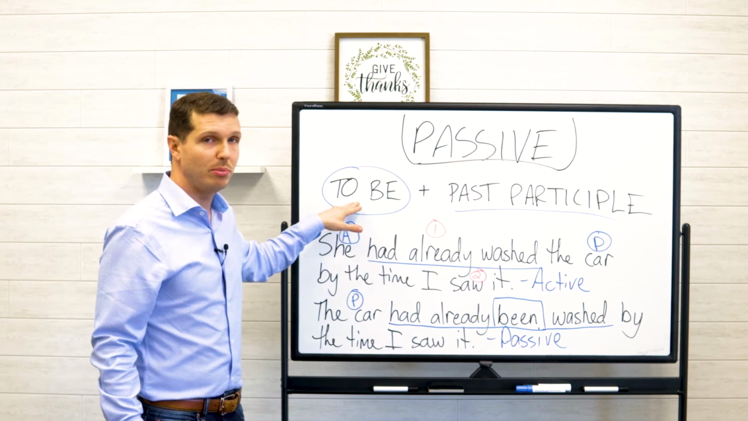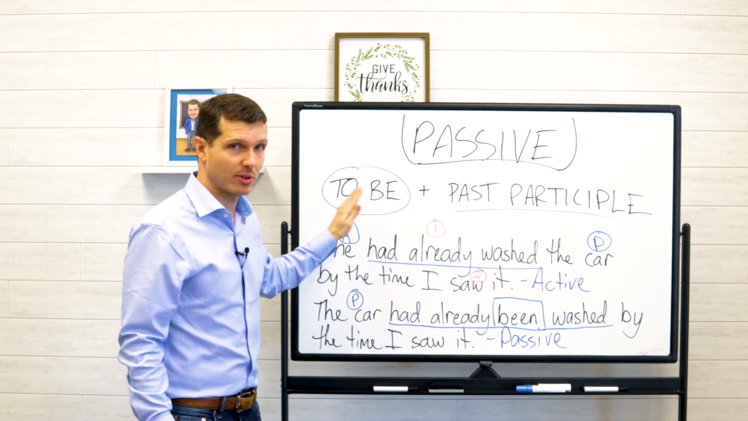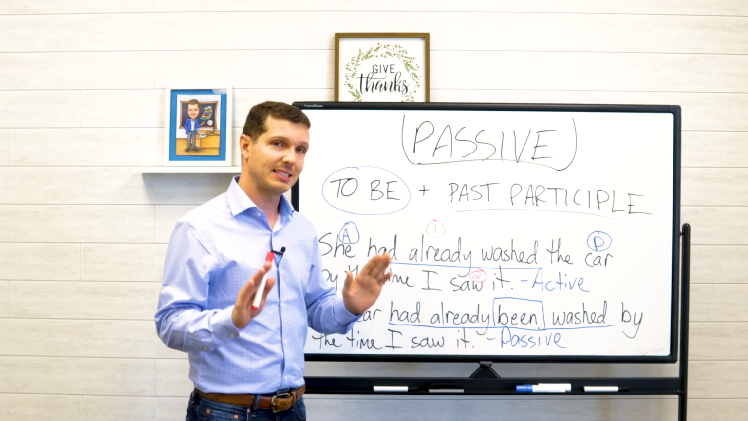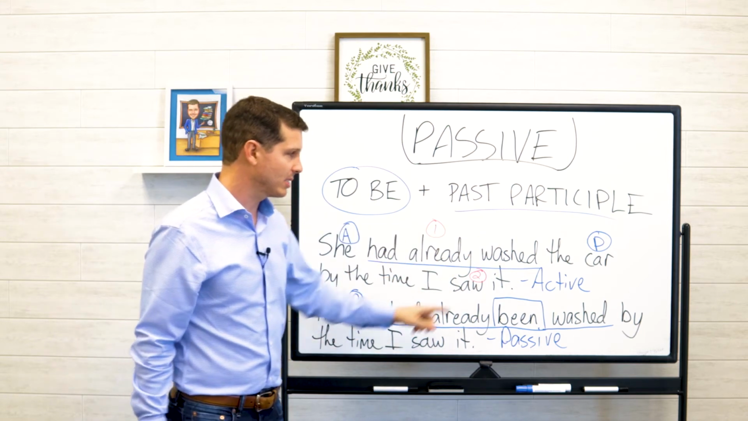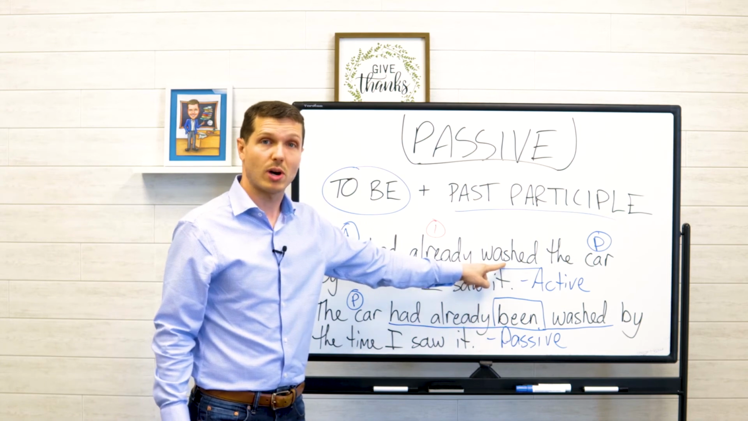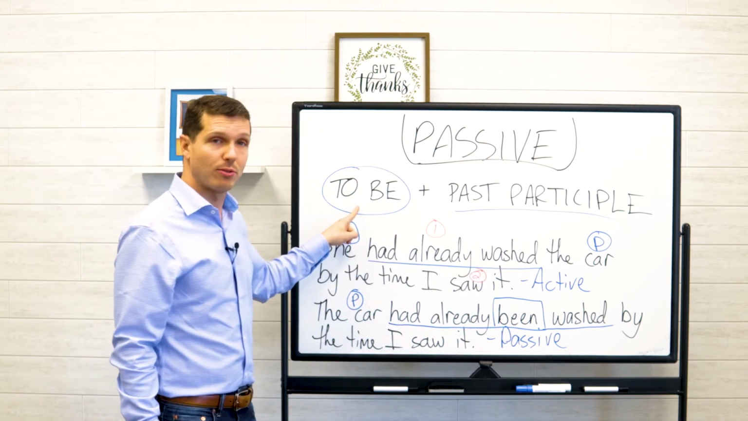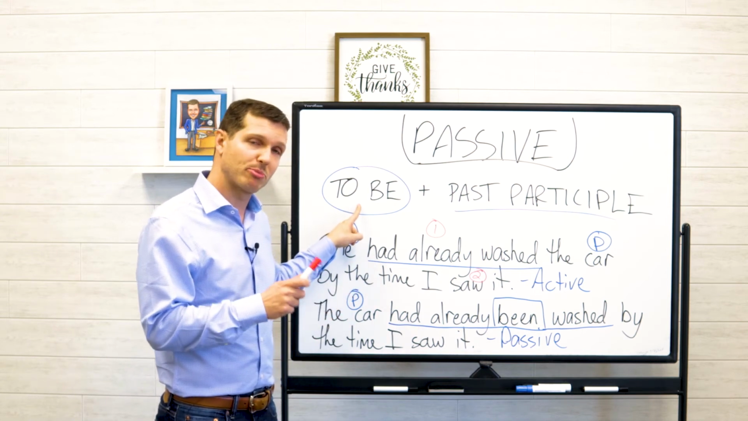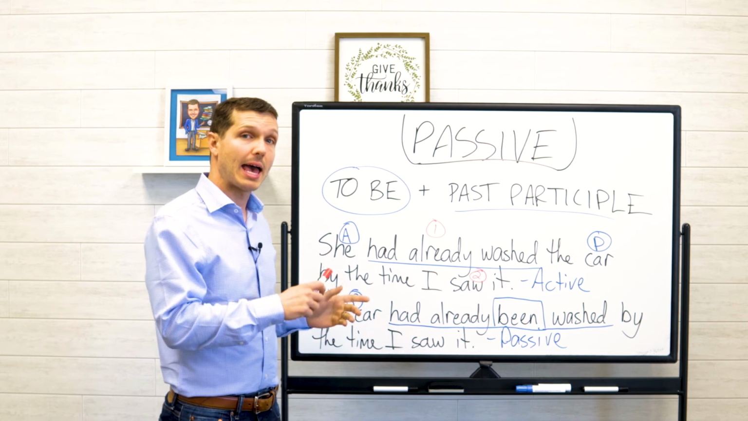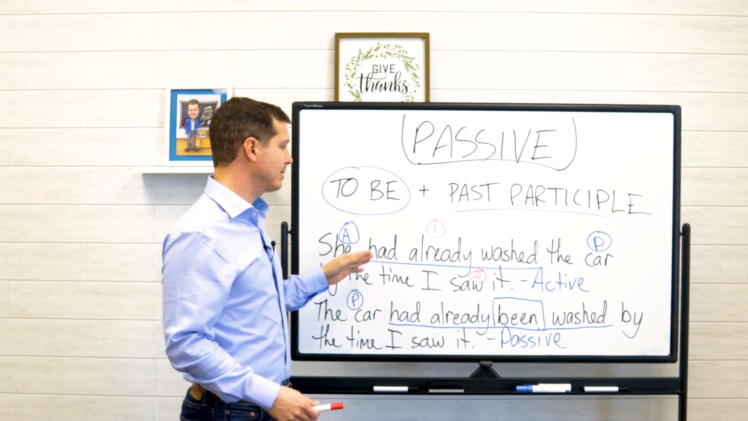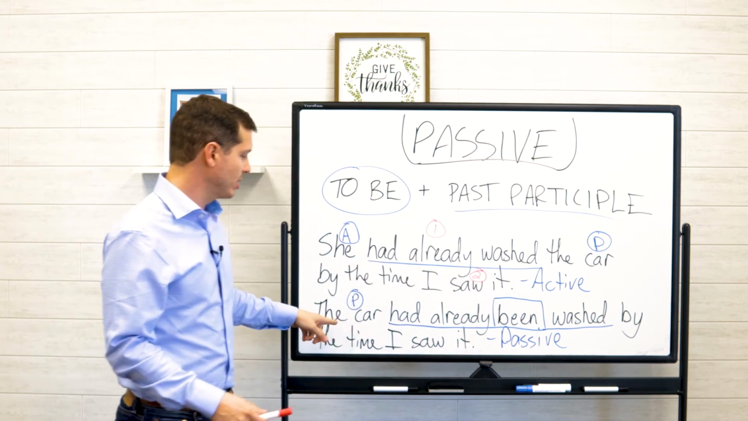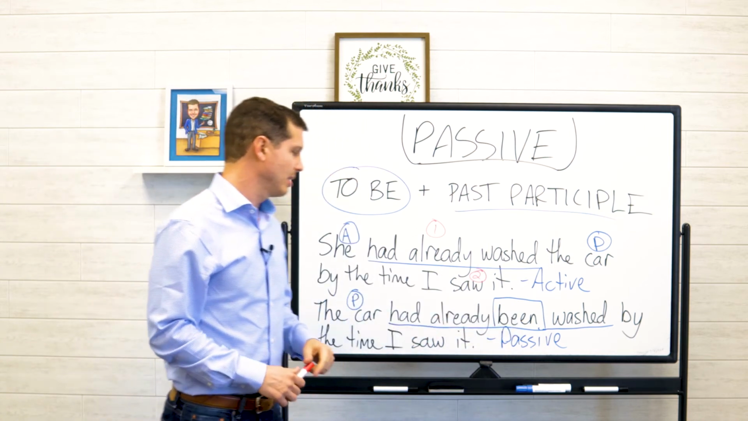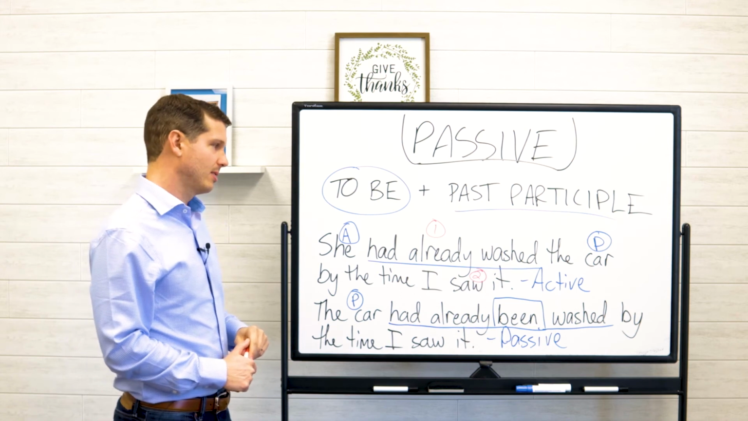Remember, we use to be, and we need to change this verb, and we use the past participle, which always stays the same. Okay? The past participle of wash is washed. And then the form of be we are using is past perfect, remember? What's the past perfect form of be? Had been. So we need had been washed. So here's our sentence. The car had already been washed by the time I saw it.